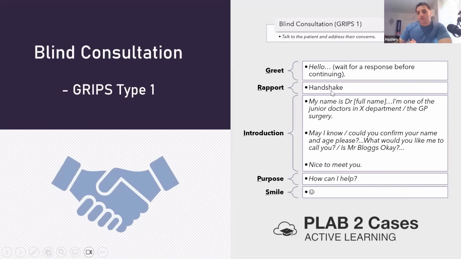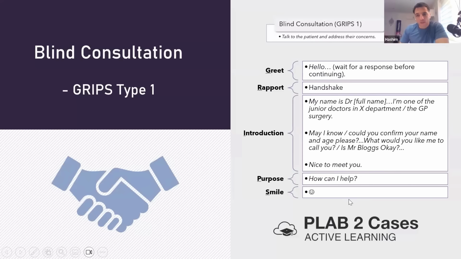By the way, I've written a handshake here, but because of the COVID policies, I don't think you're allowed to shake hands now. Let me know if I'm wrong, but I don't think you can shake hands in the exam. So ignore that. But you can build rapport in other ways. For example, what would you like me to call you? Is Mr. Bloggs okay? That's another way of building rapport.